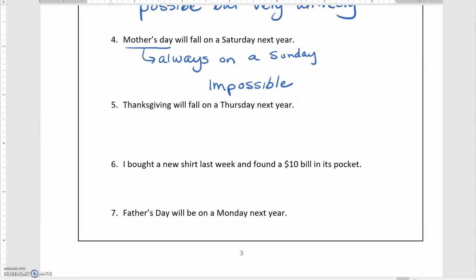Number 5 says Thanksgiving will fall on a Thursday next year. Again, this is something you have to know a little bit about Thanksgiving, and Thanksgiving is always on a Thursday. So this is actually always going to happen, it's certain, but in our 3 choices here, this would be possible and likely.